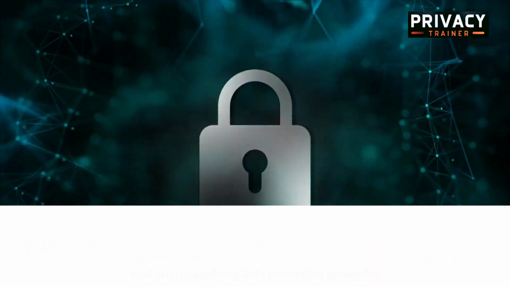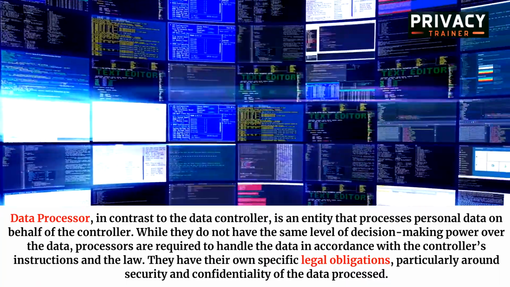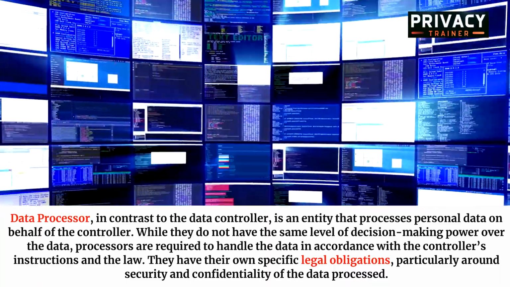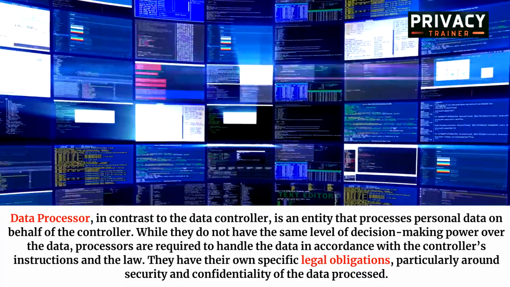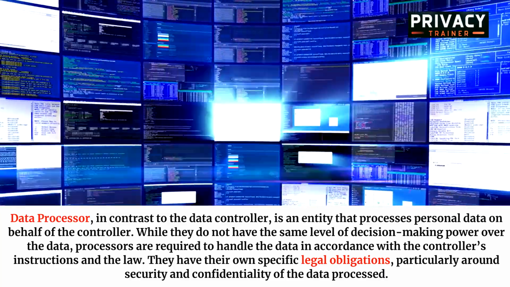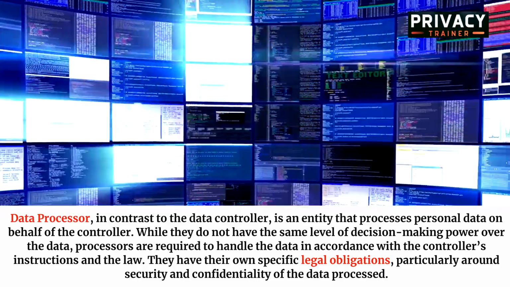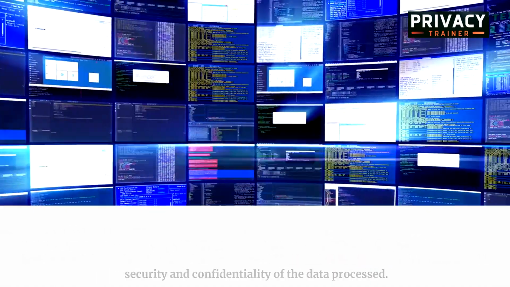Identifying the data controller in any data processing activity is a key first step in applying data protection principles. Data processor, in contrast to the data controller, is an entity that processes personal data on behalf of the controller. While they do not have the same level of decision-making power over the data, processors are required to handle the data in accordance with the controller's instructions and the law. They have their own specific legal obligations, particularly around security and confidentiality of the data processed.